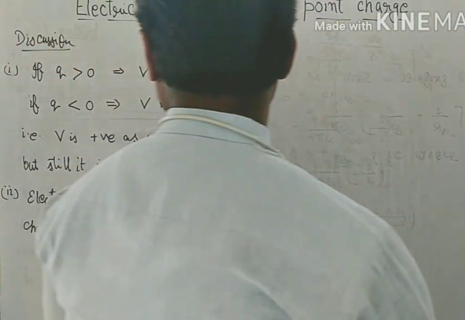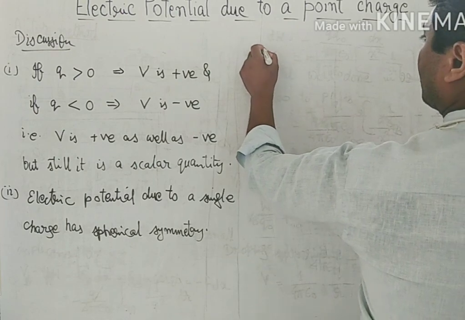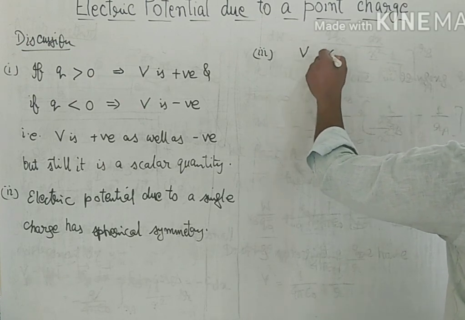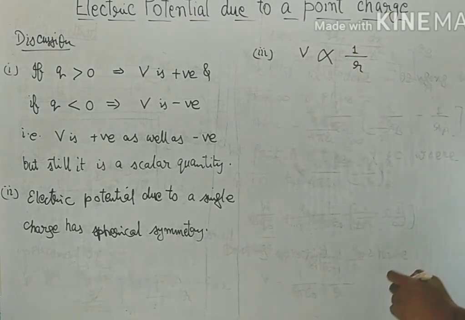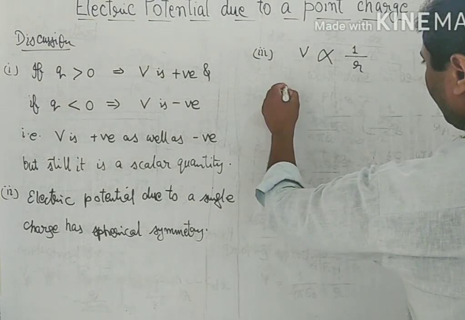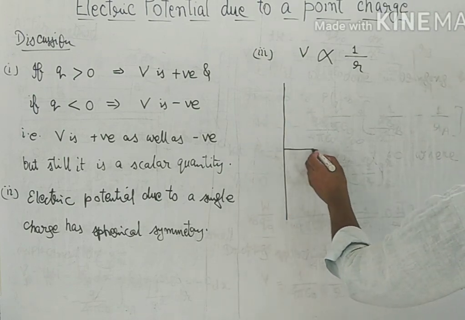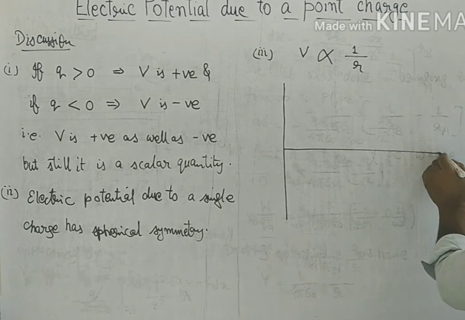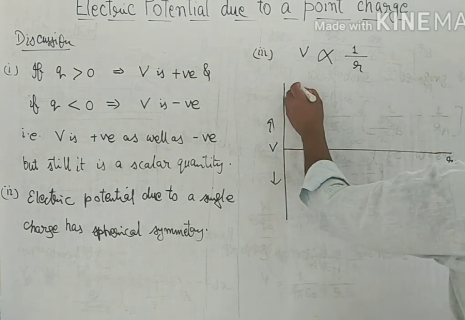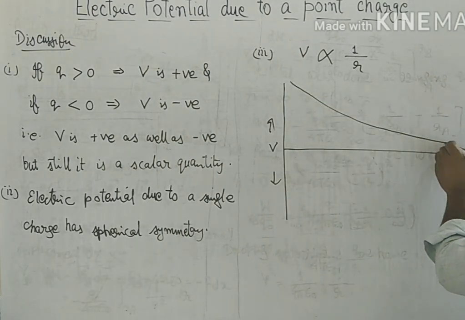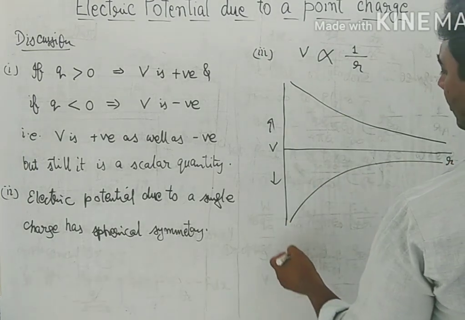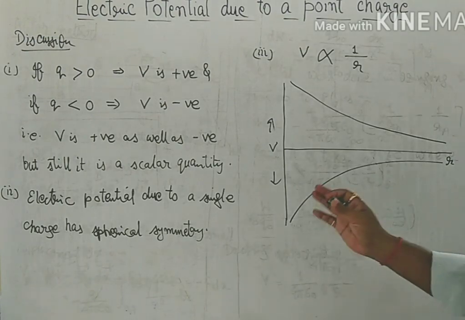Okay, now for the next point, third, we can have the variation. As we have seen, the potential is directly proportional to 1 by r, distance. So we can have the variation of electrostatic potential for the source charge being positive as well as negative. So here for positive it varies like this, and for negative it varies like this. So these are the discussion points.